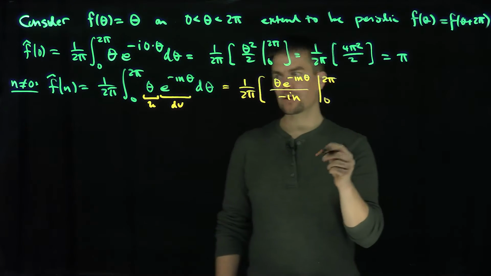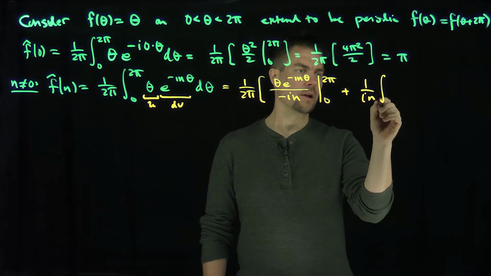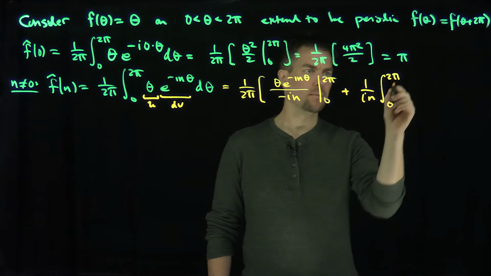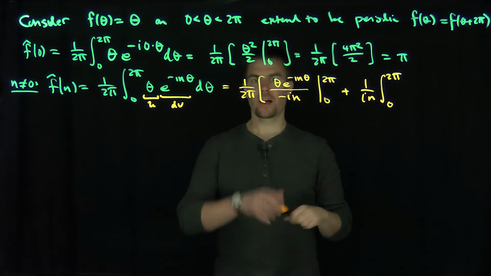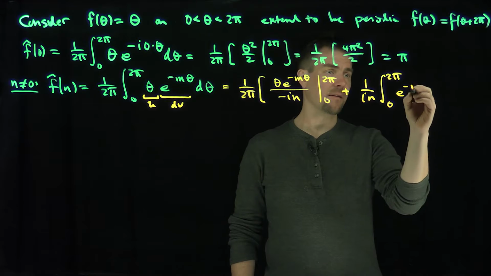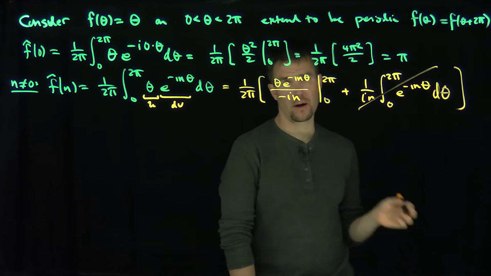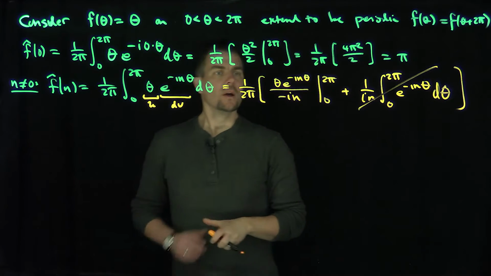And then a minus the integral of v du, so that's going to be a plus 1 over i n, pull that out, integral from 0 to 2 pi. I have that 1 over 2 pi in front of everything, of just e to the negative i n theta d theta. Of course, by 2 pi periodicity, those integrals are gone by orthogonality. Those are automatically 0.